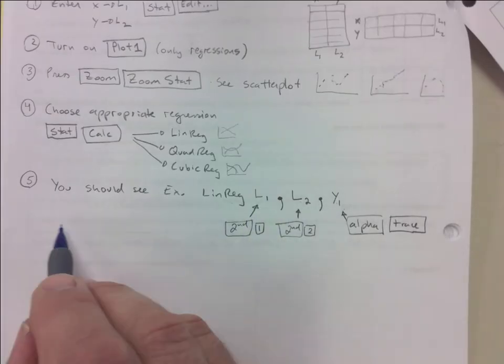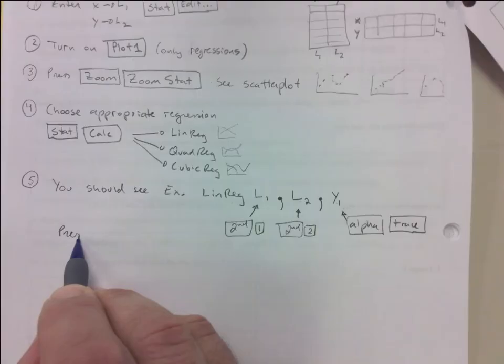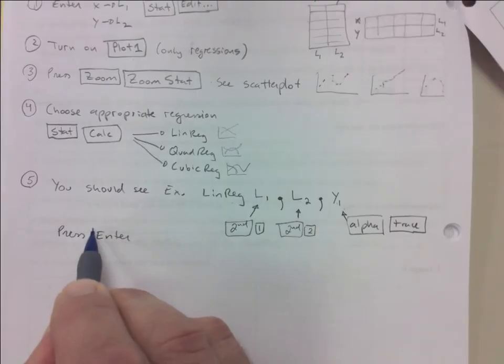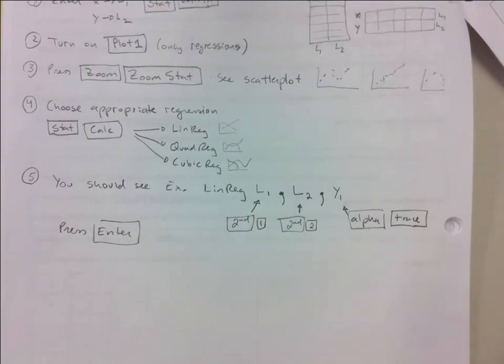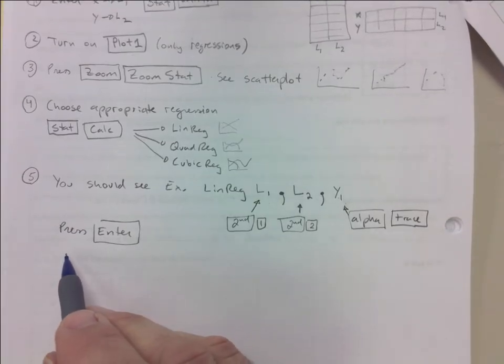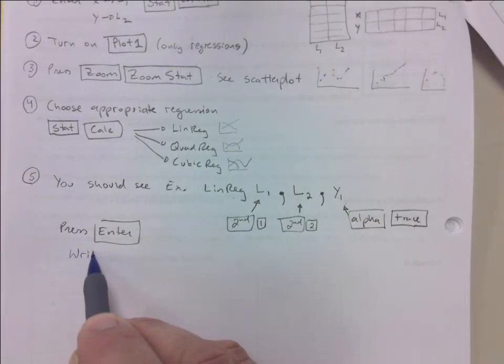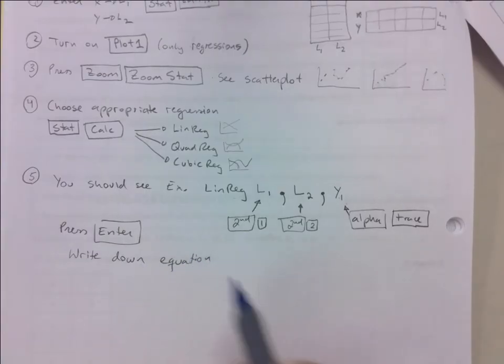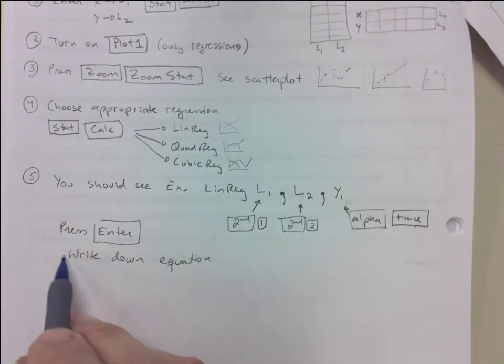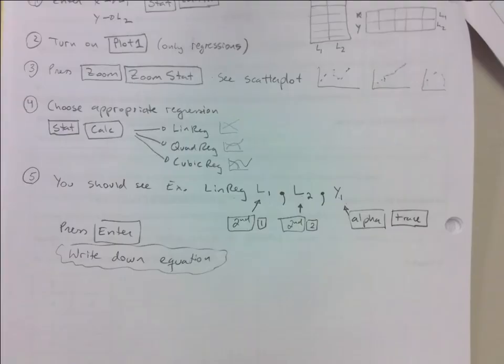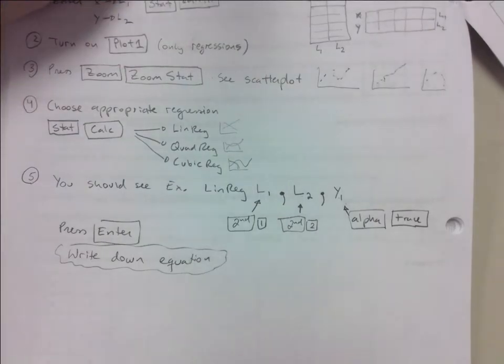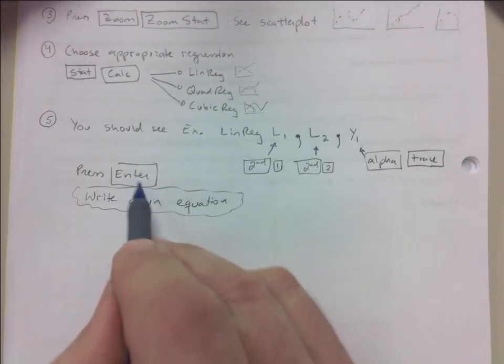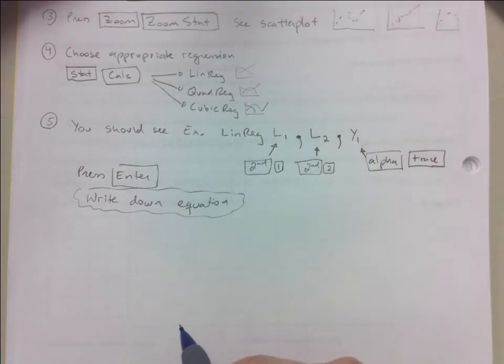Now, once you've done this, you press enter. And then you're going to write down the equation. That's important. That is usually going to be the main task, to state the equation. So that's what you're going to do. You're going to press enter after doing this, and then you write down the equation.